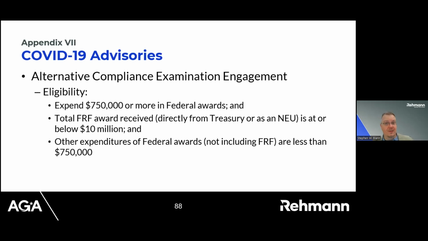I'm over $750,000 with the fiscal recovery funds. The only reason I'm getting a single audit is because of this one grant. If that is your case, if you are a direct recipient of $10 million or less, and that is what is pushing you over the single audit threshold, then you are eligible for this alternative compliance exam, this less than a single audit that still checks the box of a single audit.